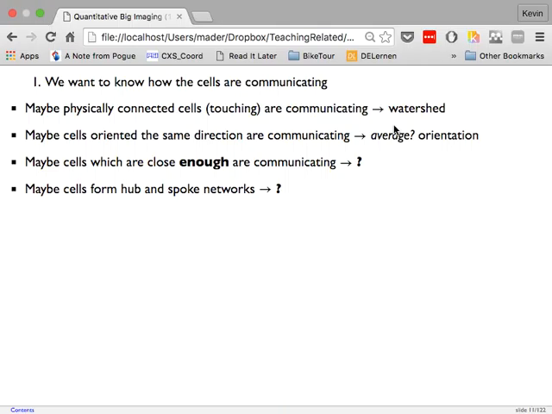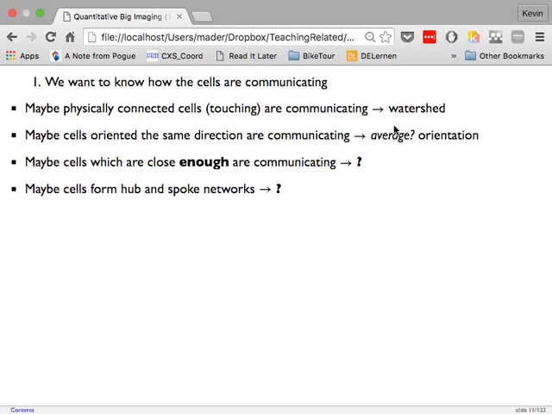And this is where orientation gets very challenging, because it's not very easy to quantify using standard tools, and it's very easy to make mistakes. So maybe cells that are close enough are communicating, and so how do you define close enough? Is it a certain distance that maybe a given molecule can diffuse, and that indicates that they're communicating? Or is it that there's no other cell between them, and that means that they must be communicating? How do you define things like this?